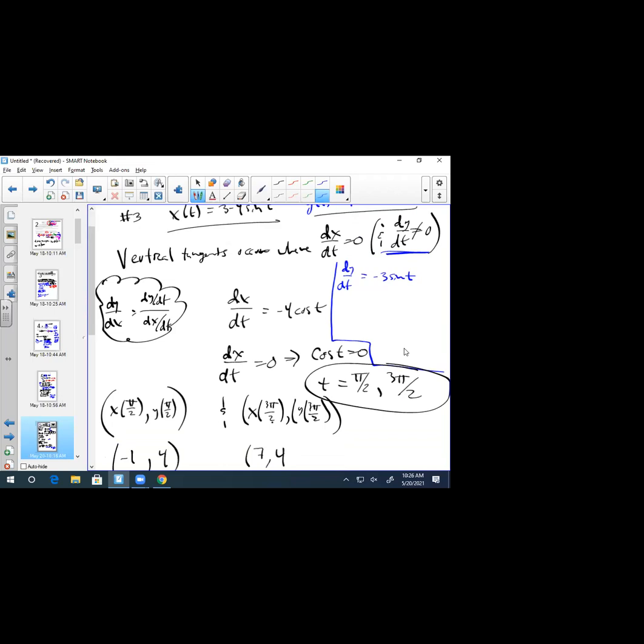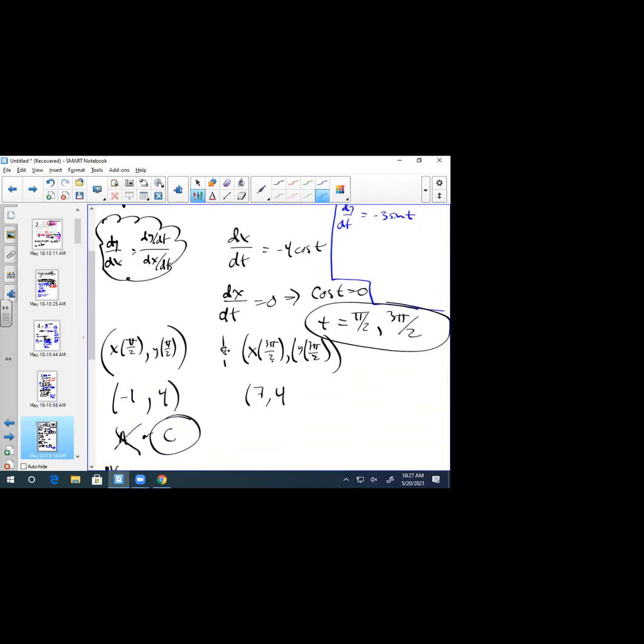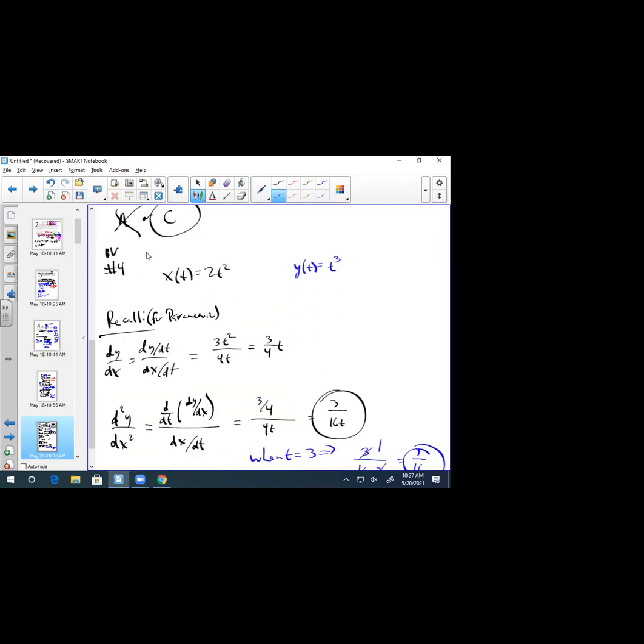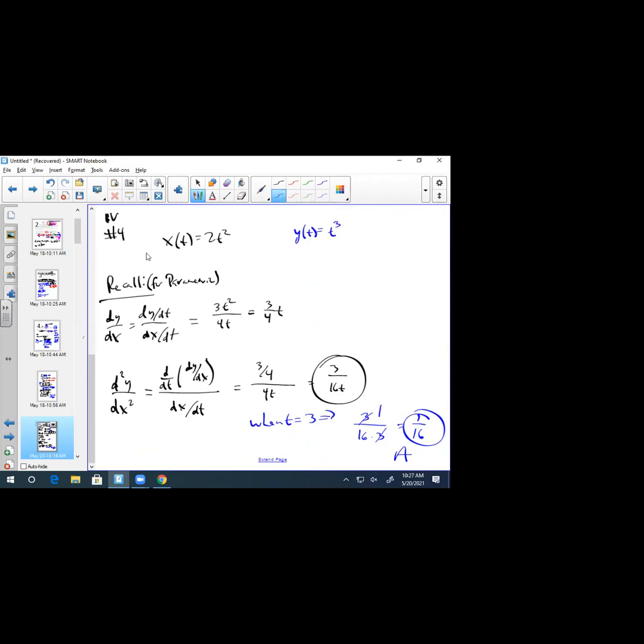We talked about vertical tangents occur where dx/dt is equal to 0 and dy/dt is not equal to 0, because really it's where the derivative's denominator is equal to 0 when the numerator is not. So we found that that's going to be true at t equals pi halves and 3 pi halves, which is then going to be at the points (-1, 4) and (7, 4). Okay, so that was again from sample exam 4, problem number 3, and then we did problem number 4 down here. Okay, now what else would you like to see?